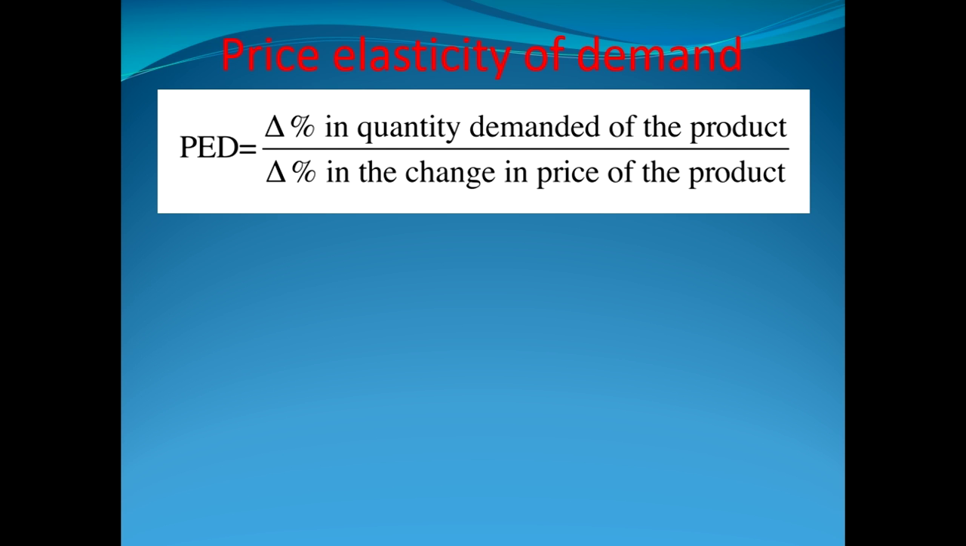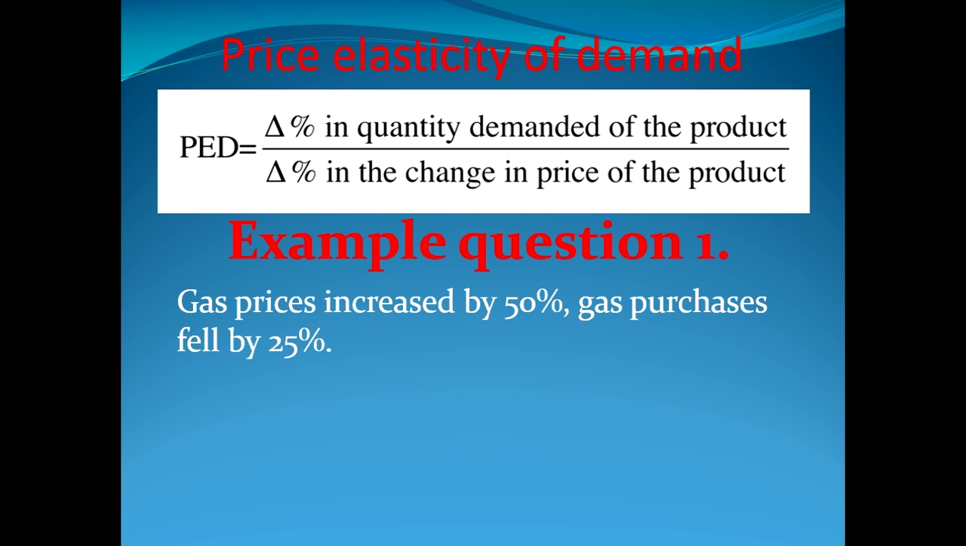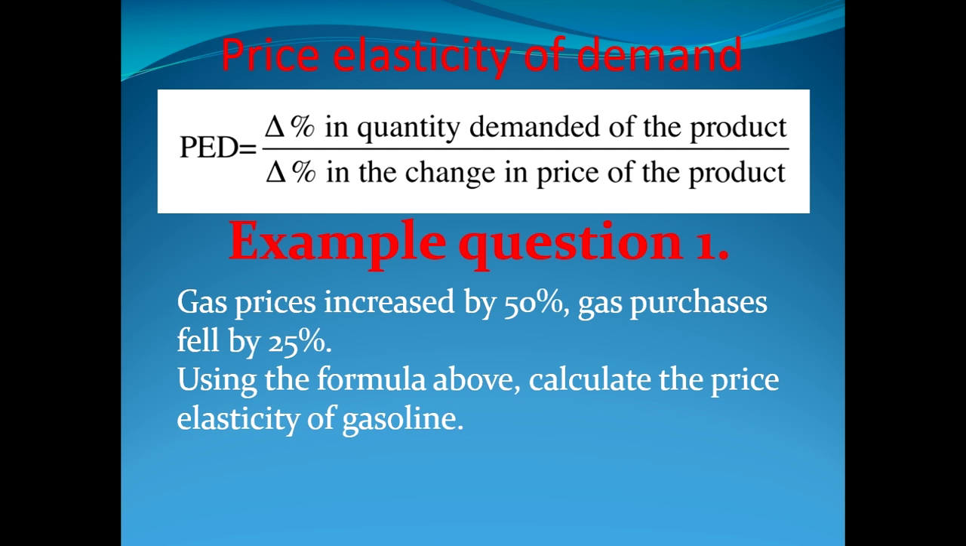Let's look at an example of calculation of PED, and I will show you how we reach the value of PED. Example question number 1. Gas prices increased by 50%. Gas purchases fell by 25%. Using the formula, we can calculate that the price elasticity of gasoline is minus 25%, because the purchases fell, so it's a minus figure, over 50%, because gas prices increased. The final result of PED is minus 0.50.